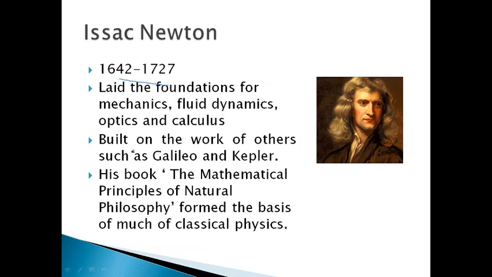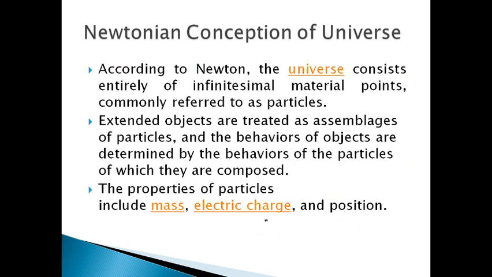He did not work independently. Actually, he built his work on the works of others like Galileo, Kepler, etc. Especially, the observations made by Galileo, Kepler and other scientists were used by Isaac Newton in formulating his own theories. His famous book, The Mathematical Principles of Natural Philosophy, often called Principia Mathematica, formed the basis of much of the classical physics, the classical mechanics that you study.